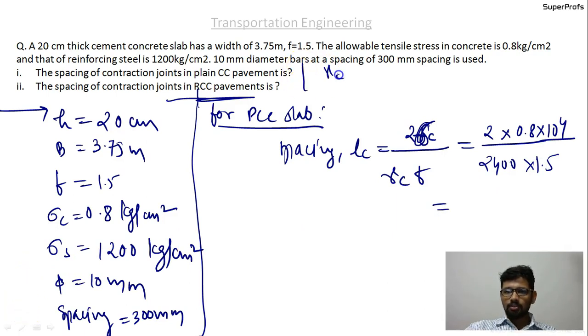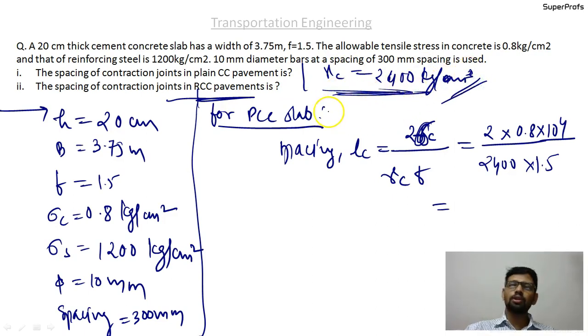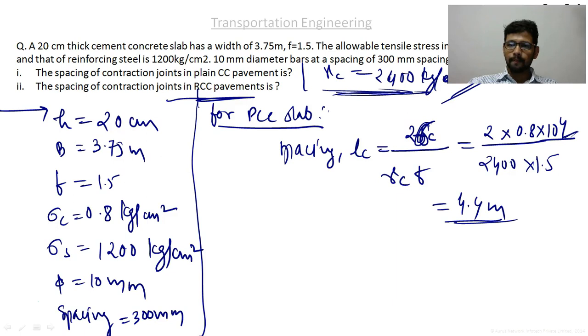So I guess gamma C is not mentioned over here. Gamma C you write down 2400 kg per meter cube, and whenever it is not mentioned you should know this value. It is 2400 kg per meter cube, since we are civil engineers, and we have converted everything in terms of meters. So that's the reason 0.8 into 10 to the power 4, and the answer comes out to be 4.4 meters. Straightforward.